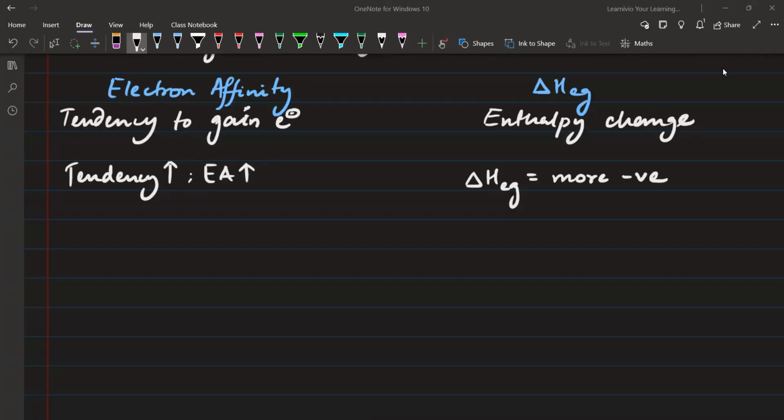Yes, sir. Okay. Now, similarly, when the tendency to gain electron is low, the electron affinity will also be low. And in that case, electron gain enthalpy is going to be less negative.